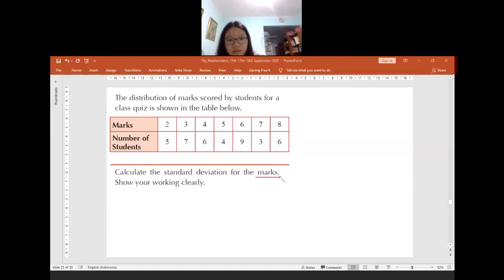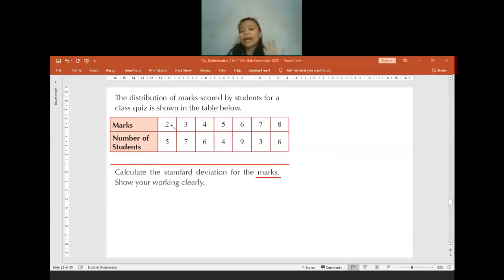2 times 5. Yeah, we have to find the mean for the marks because there are 5 students who get the marks of 2. So it means we have to find the fx first. Fx means the frequency multiplied by the value. So now we have 2 times 5. It will be equals to how many? 10, yeah. Is there anyone have any confusion if I directly write 10?